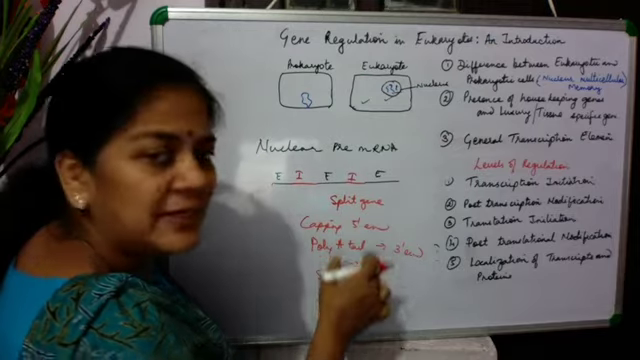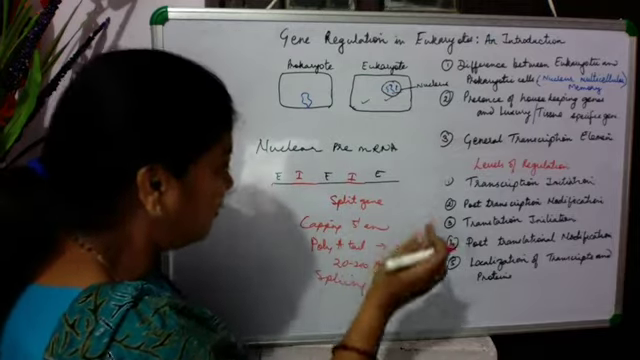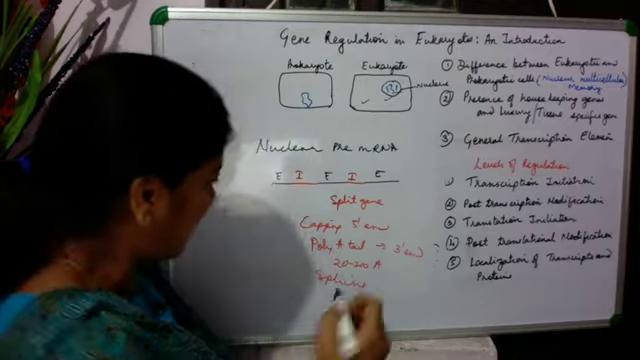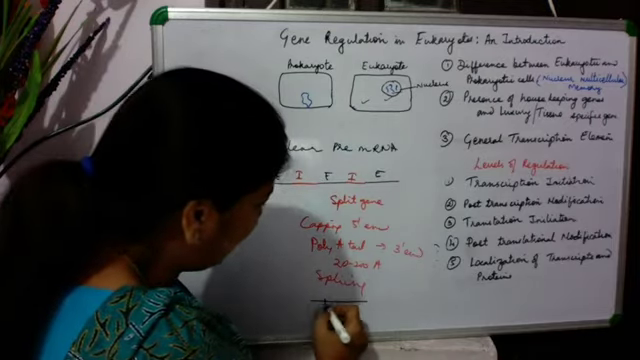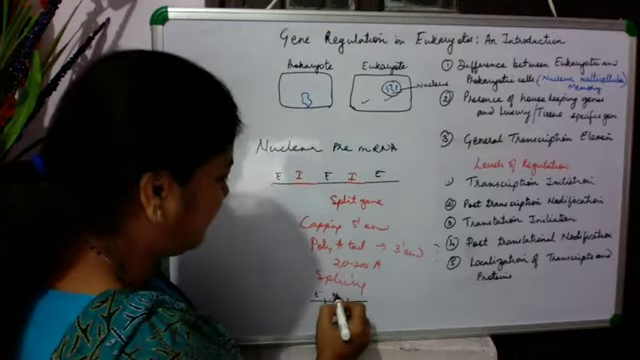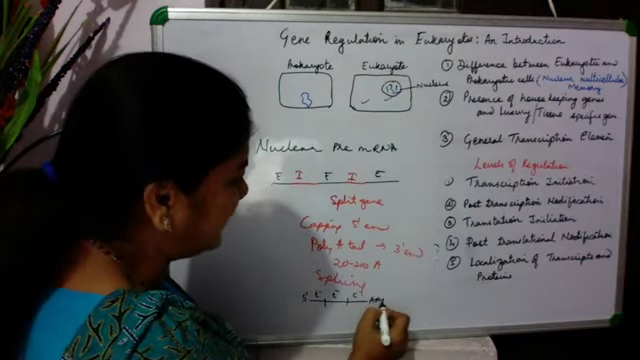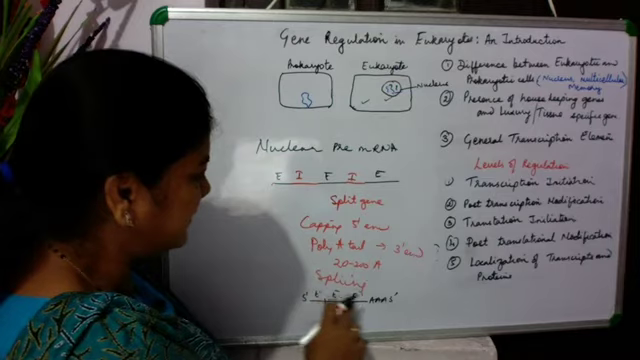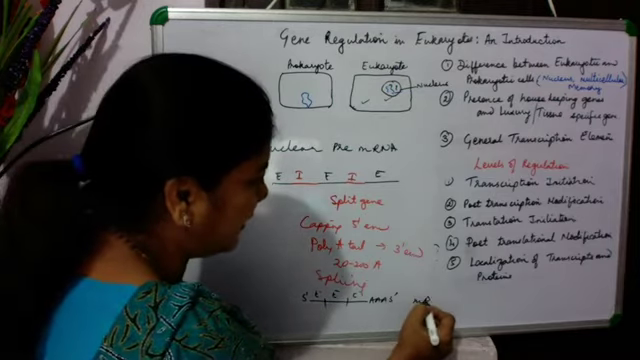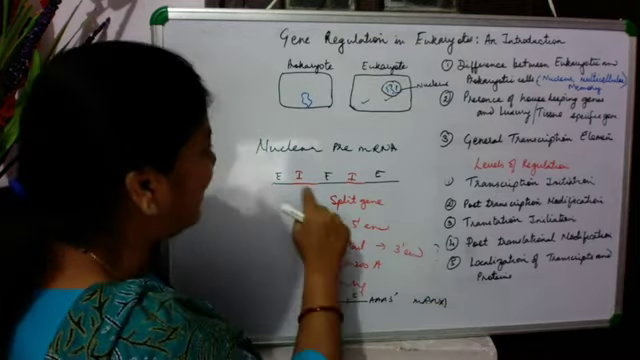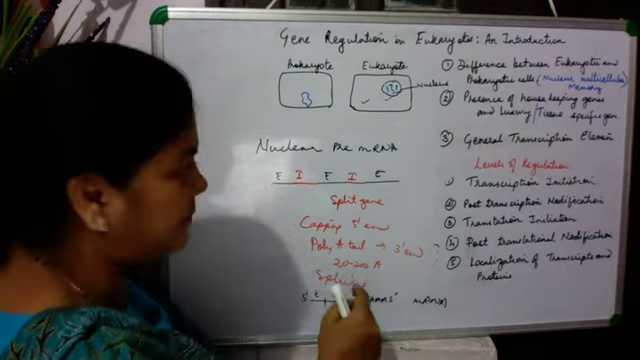The splicing means the introns are removed and the final mature RNA that is produced has the exons. So this is the 5' cap and this is the poly-A tail at the 3'. This is the final mature mRNA, which does not have these introns. So these introns are spliced out.